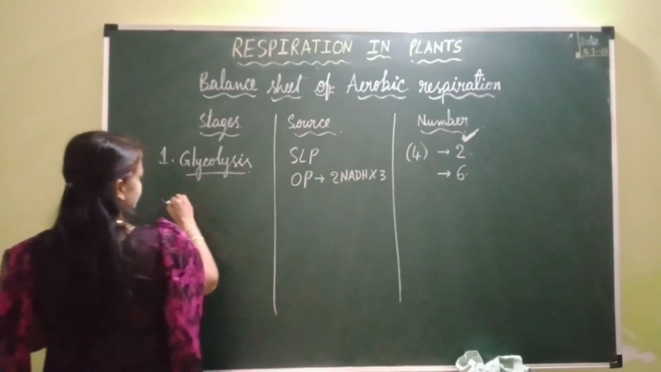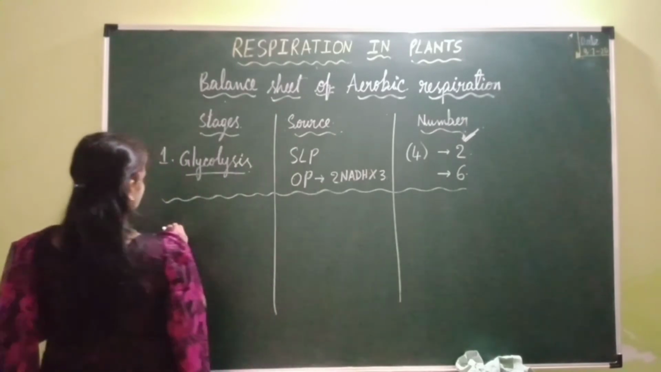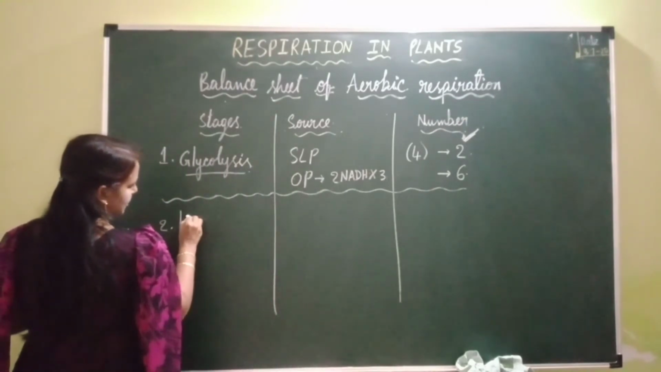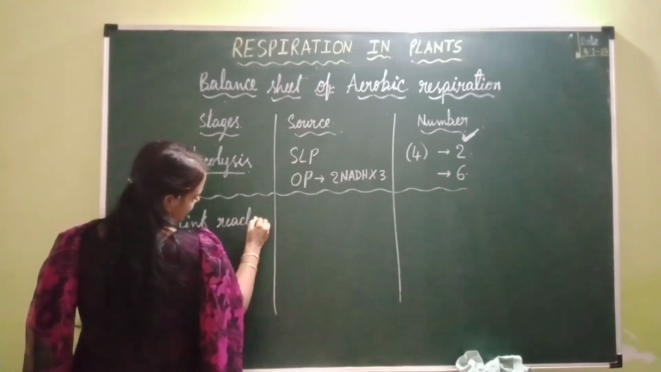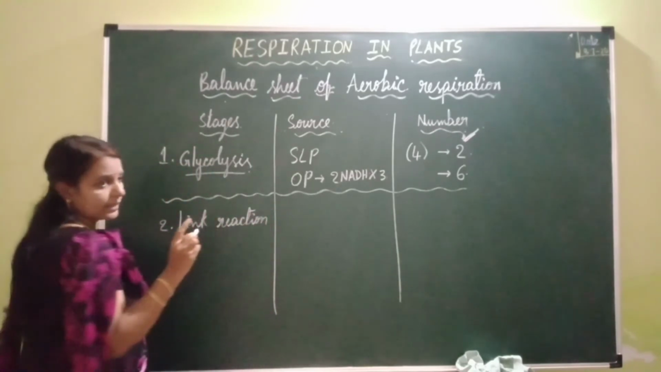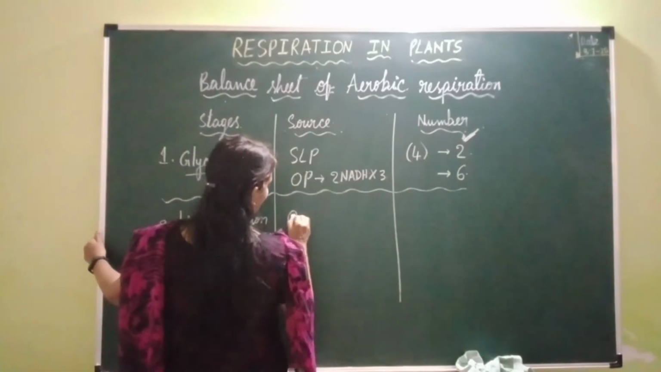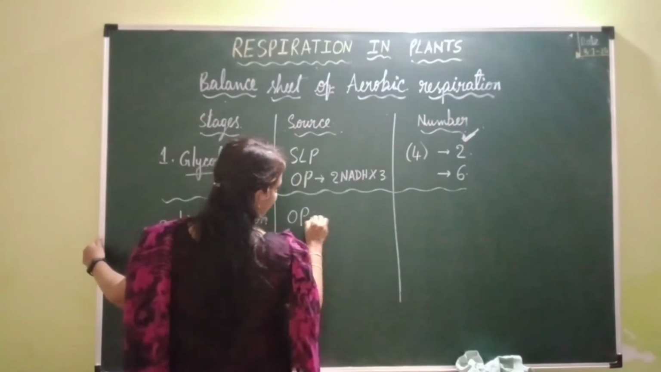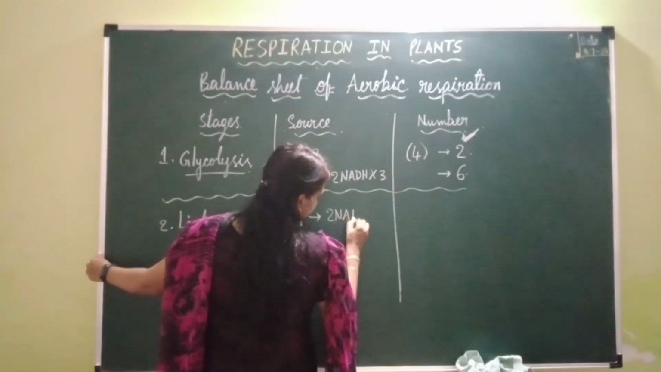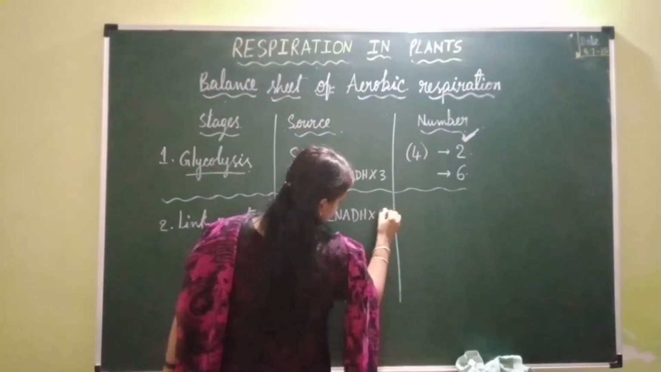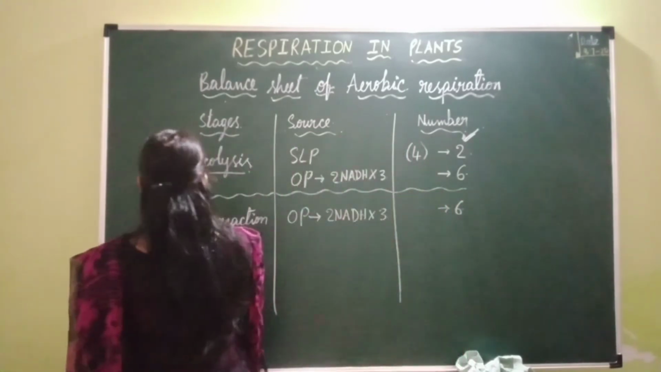Next, coming to the link reaction, the second step of aerobic respiration. During the link reaction, ATP formation through SLP is absent. There is no direct formation of ATP. There is formation of ATP only through OP. So how many NADH2s are formed here? 2 NADH2s. So 2 NADH into 3 ATP. Again 6 ATP during the link reaction.